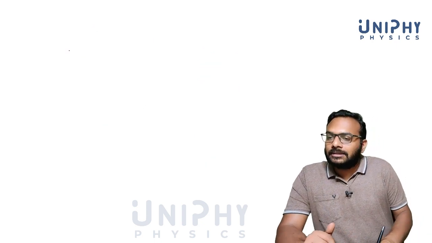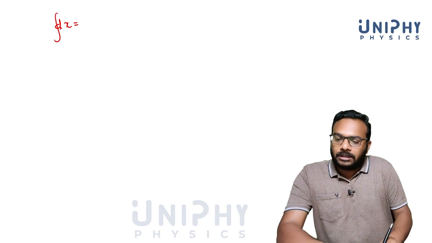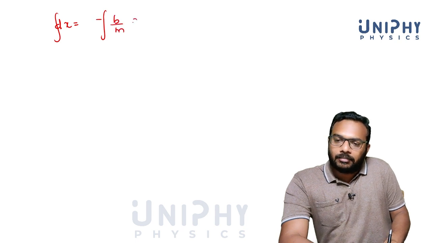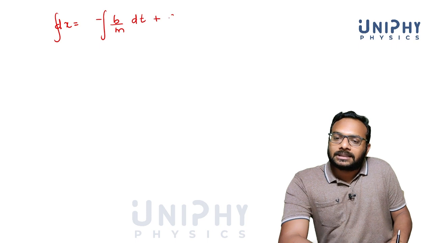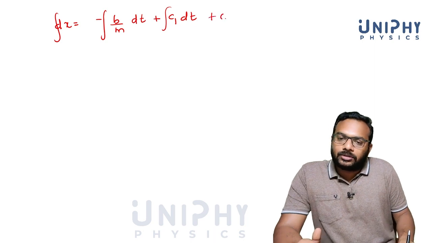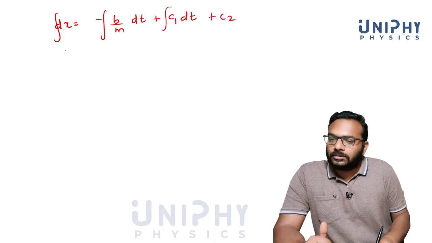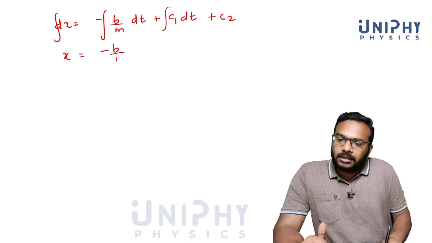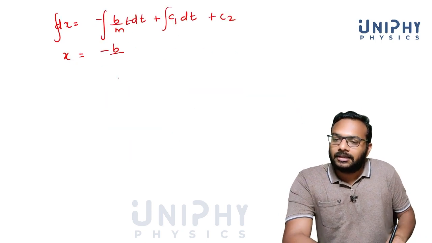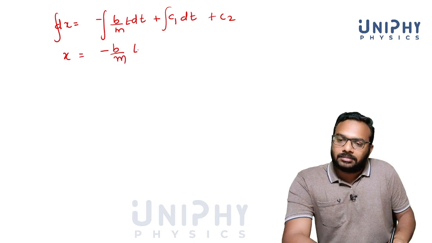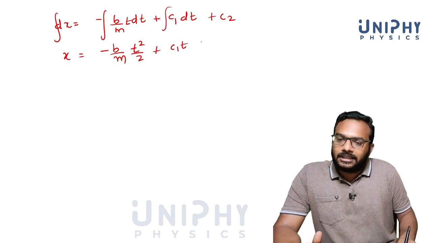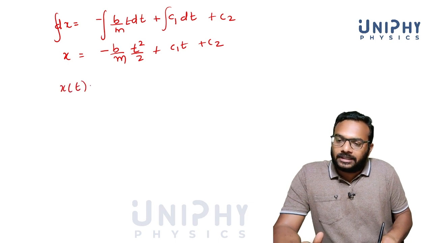You see that what we have here is dx equal to integral minus b by m t dt, plus integral c1 dt. This is what we have. Now when we integrate this, there will also be a second constant of integration which we will call c2. So x is equal to minus b by m, it's a constant, and t becomes t square by 2, plus c1t, plus c2. We've got x as a function of t.